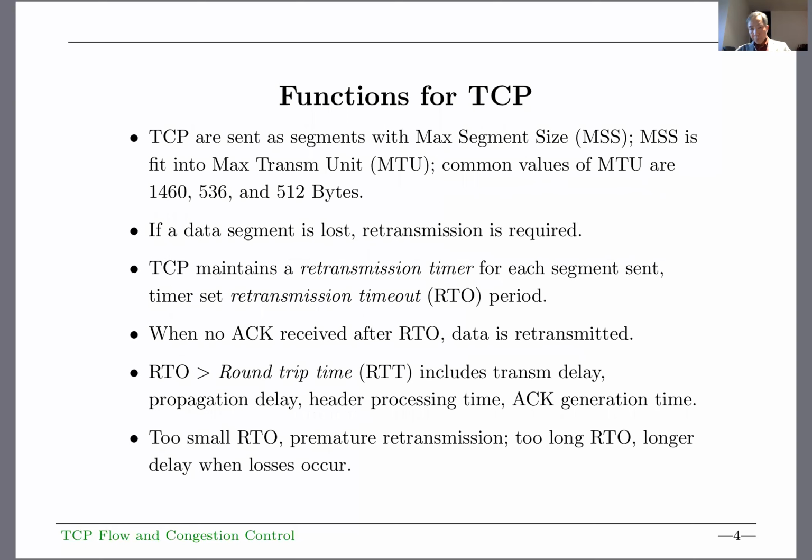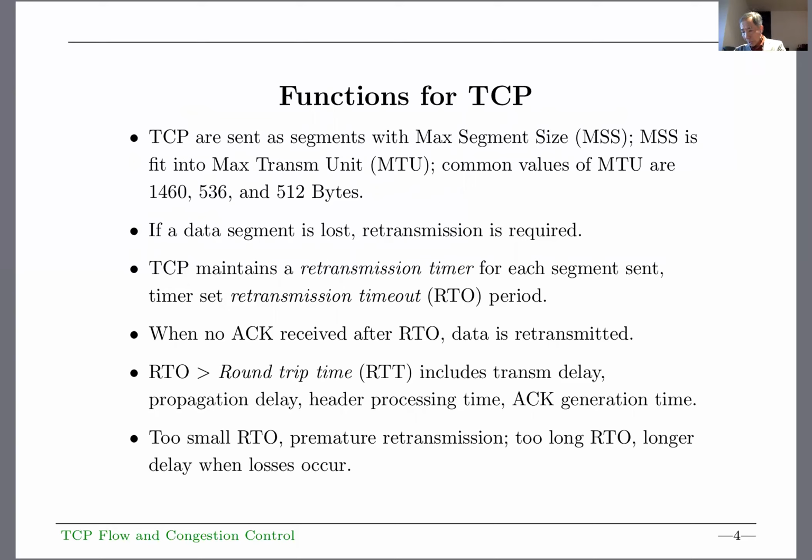The function of TCP is basically sending packets, with the maximum transmission unit fitting into the payload of the IP packets. If a data packet, called a segment in the transport layer, is lost, retransmission is required.